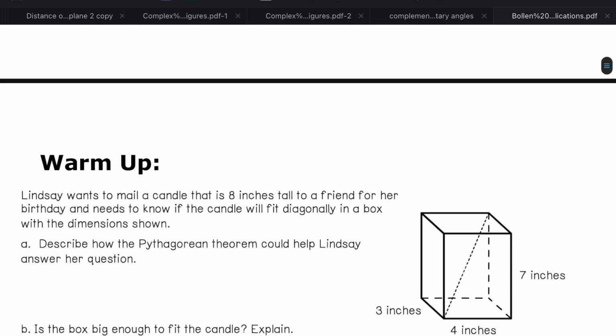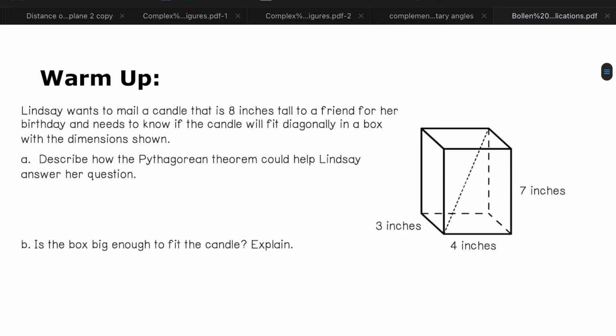So the warm-up here is that Lindsay wants to mail a candle that is 8 inches tall to her friend for her birthday, and she needs to know if the candle will fit diagonally in the box. So she wants to know if the candle would fit on this orange line that I'm creating here. Describe how Lindsay could use the Pythagorean theorem to help her answer the question.